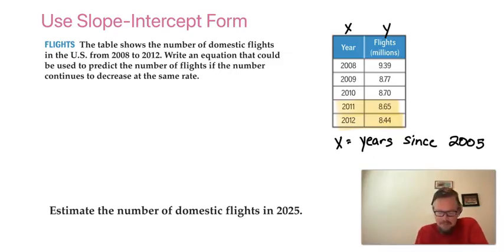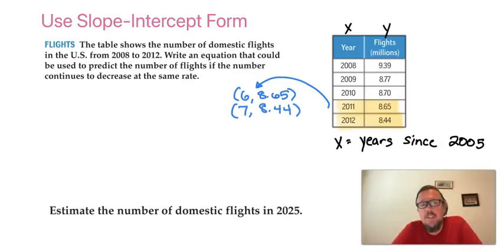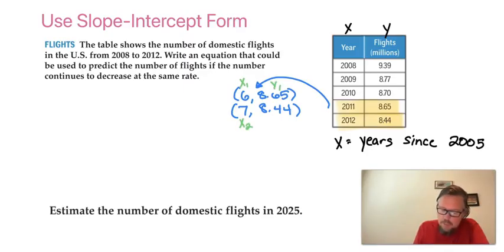So, years since 2005. 2011 is 6 years since 2005. So I'm going to call this point (6, 8.65). And that means 2012 is going to be (7, 8.44). So those are going to be the 2 points that I'm going to use for my slope formula. And so we'll label the top one x1 and y1 and the bottom one x2 and y2. Again, it doesn't matter which one's x1, y1, and which one's x2, y2. You can flip these and you'll get the same answer.